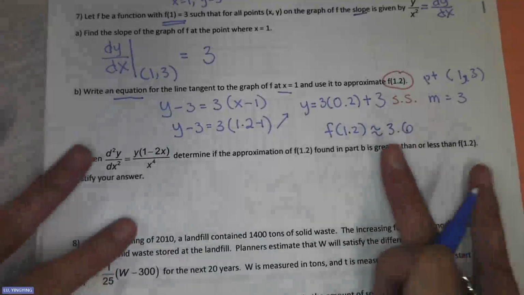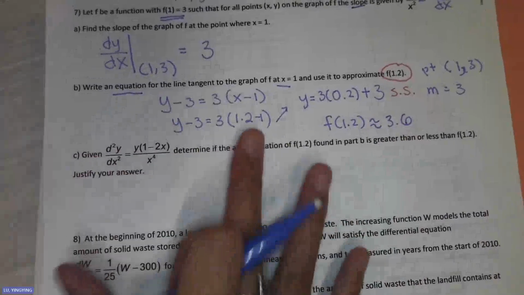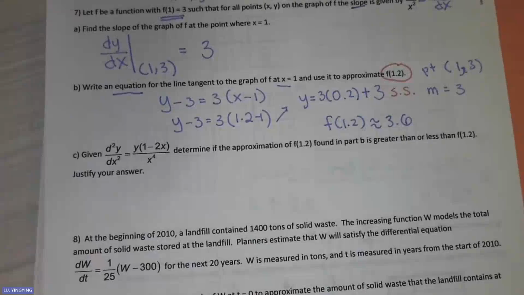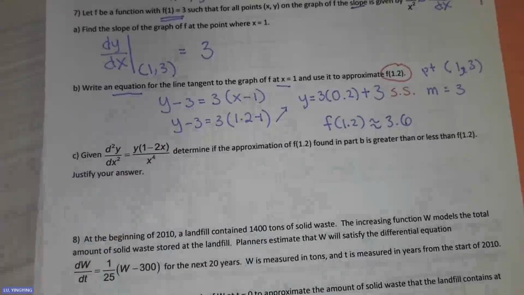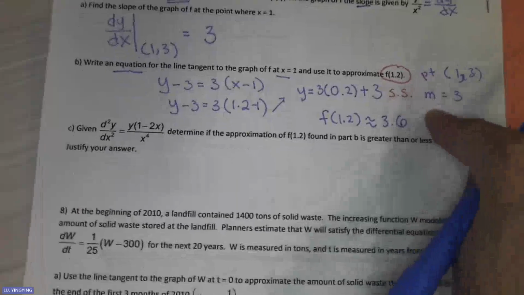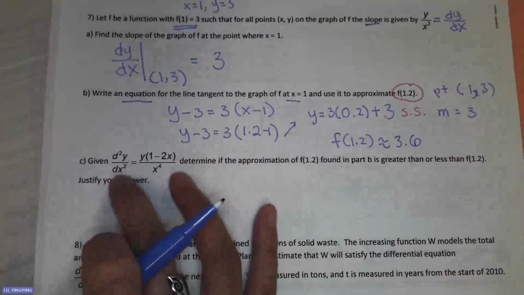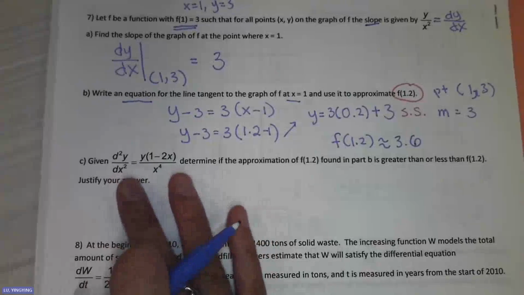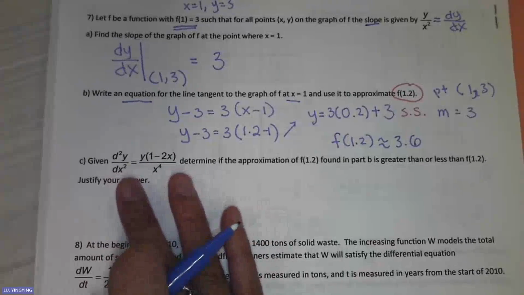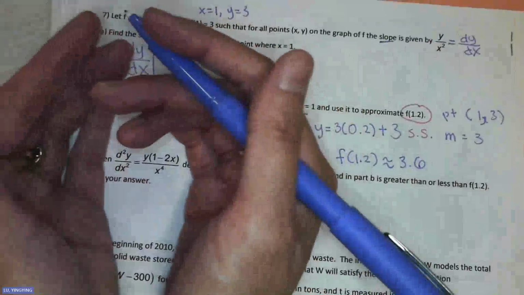Okay, now we have one more thing we need to do. This is something we learned a long time ago. You probably already forgot. They told you the second derivative, d squared y over dx squared, is equal to boom. Determine if the approximation we found is greater than the actual value or less than the actual value. Justify your answer. Does anybody remember how to do this? Let's review. What does the second derivative tell you in the graph?